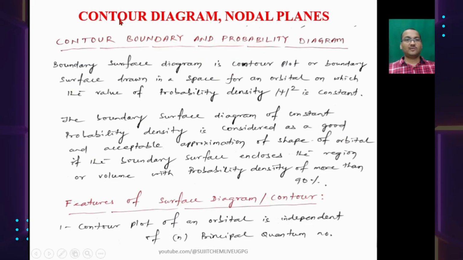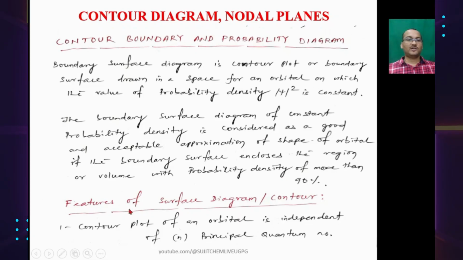Then next we talk about contour diagrams or nodal planes. A boundary surface diagram is a contour plot or boundary surface drawn in space for an orbital on which the value of probability density psi square is constant. The boundary surface diagram of constant probability density is considered a good and acceptable approximation of the shape of an orbital if the boundary surface encloses the region or volume with probability density of more than 90%.